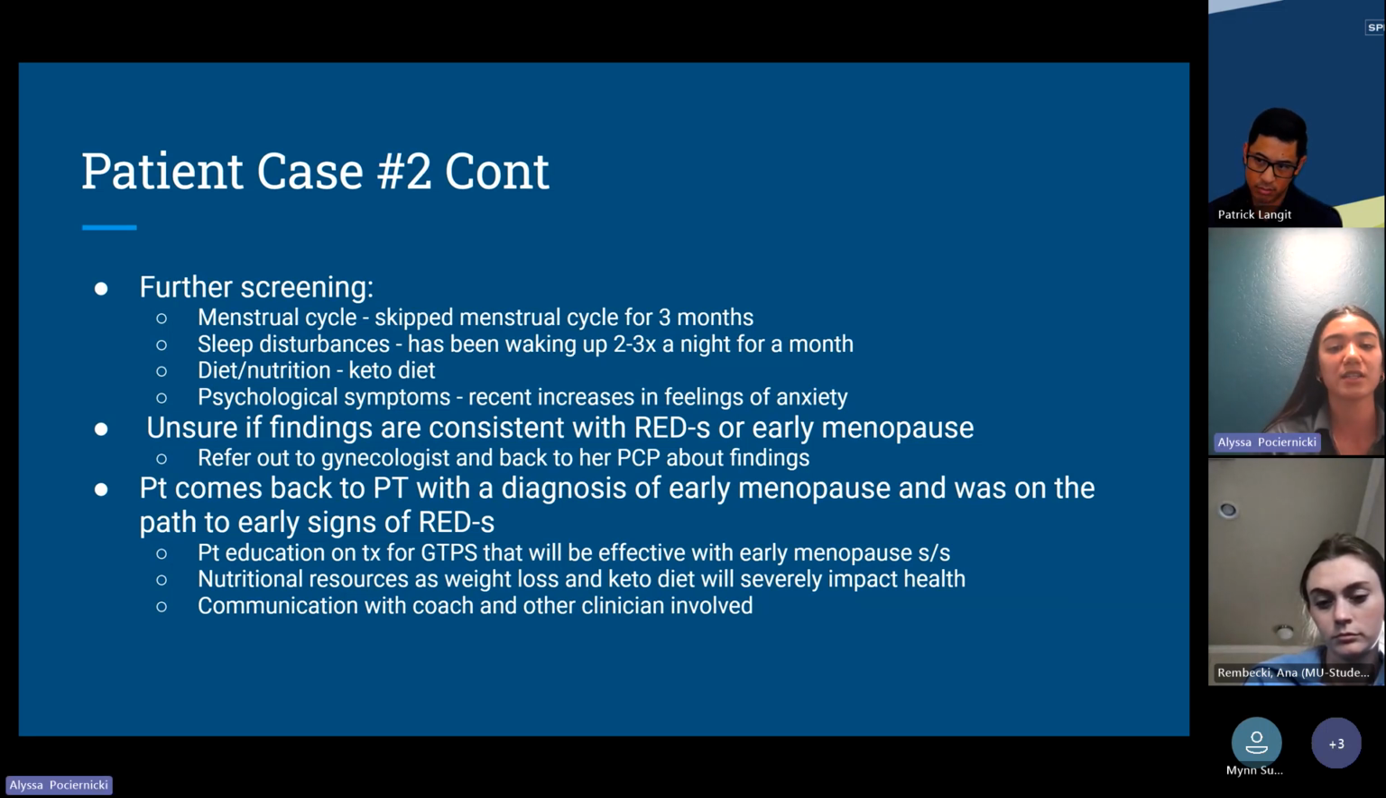And the nutritional resources, as weight loss and the keto diet will severely impact her health. So you can send her to MyPlate, or you can refer her out to a registered dietitian or a nutritionist, whichever is going to be most convenient for her. Just making sure that she is staying away from that diet so that she can keep up with her heavy weightlifting. And because she's going through early menopause, that's just not enough nutrition to get her through that transition of life. And then you want to communicate with her coach and other clinicians involved, so her primary care, her gynecologist or OBGYN, and then if she decides to see a psychologist or a registered dietitian.